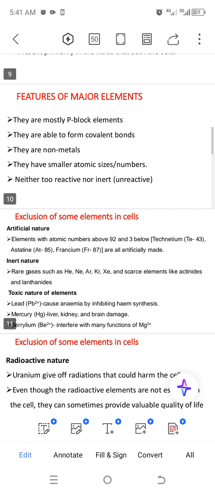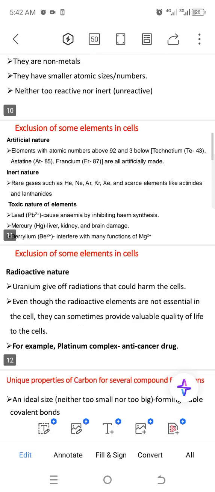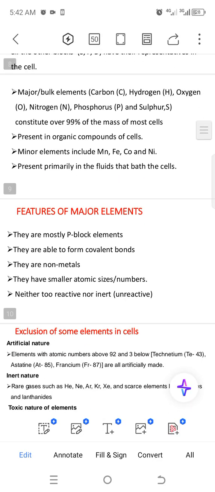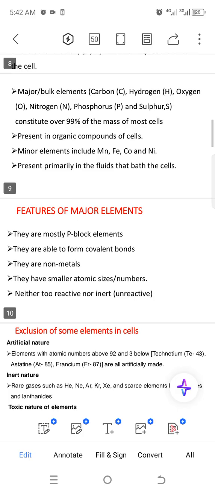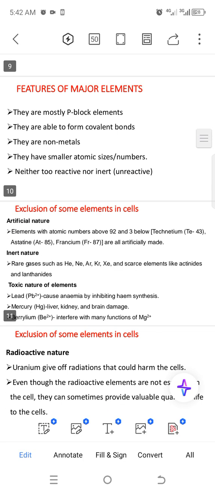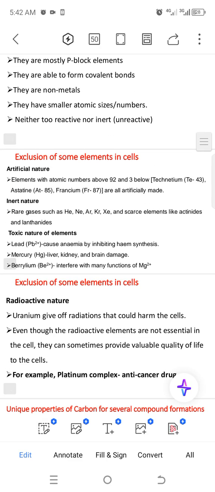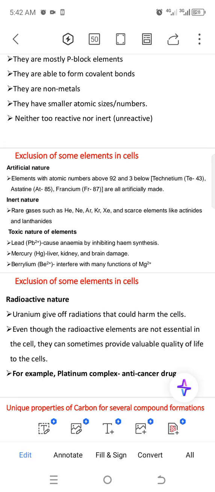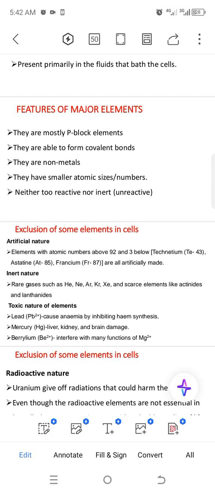So the features of these major elements are that firstly, the major elements, they are mostly p block elements. So when you take the major elements, they can be found mostly at the p block. Yeah, they are able to form covalent bonds. They are non-metals. They have smaller atomic sizes and numbers as well, and they are neither too reactive nor inert, but they are unreactive. So for these major elements, they are not too reactive.